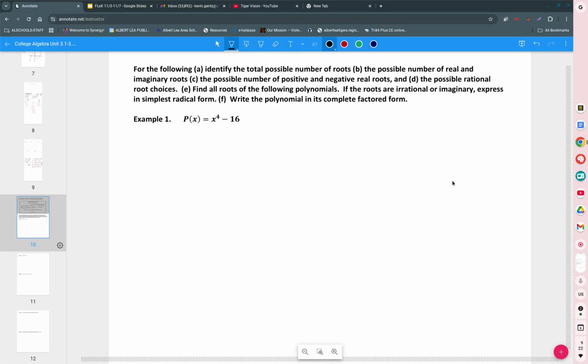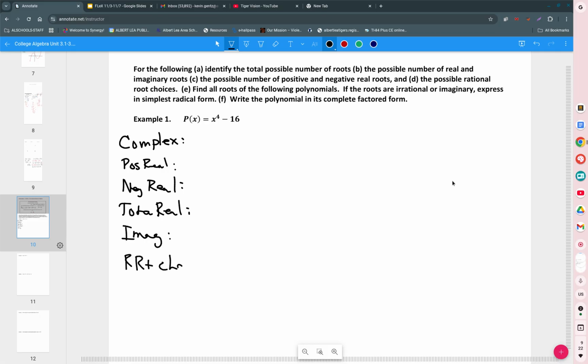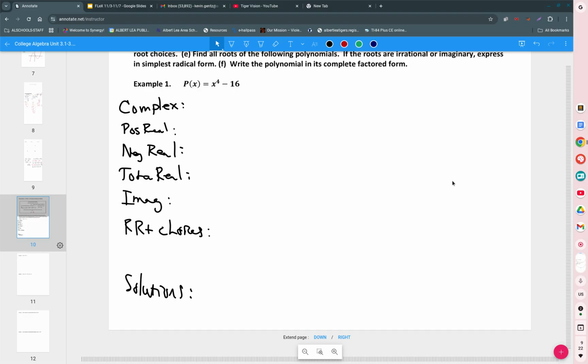And so, we have the following. We want to identify the total number of complex roots. We want to be able to identify the number of positive real, negative real, total real, the imaginary, our rational root choices, our solutions, and finally, if we can, we'd like to write in factored form and maybe even graph it. What does the second to bottom one say? Rational root choices.